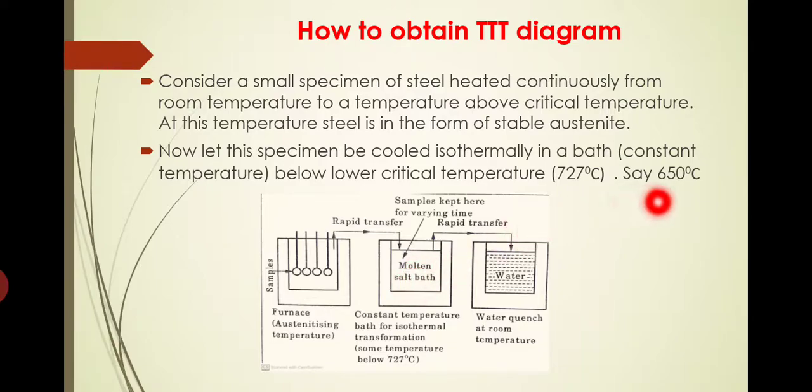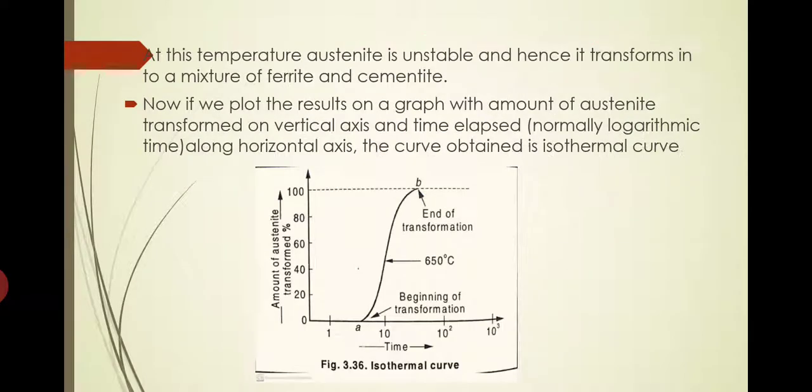Based on the temperature of this molten bath, the cooling rate also will be decided. If the molten salt bath temperature is very high, say around 700 degrees Celsius, that means the cooling will be very slow. If the salt bath temperature is very low, that means fast cooling will take place, because if the temperature difference is more, then the heat transfer will be more. Once it is finished, we go for the final process, that is a water quench at room temperature. So after that it is transferred into the water bath for the final processing. So that is the experimental side.